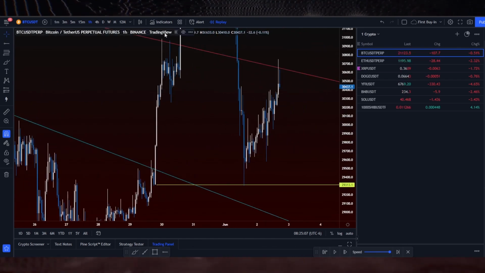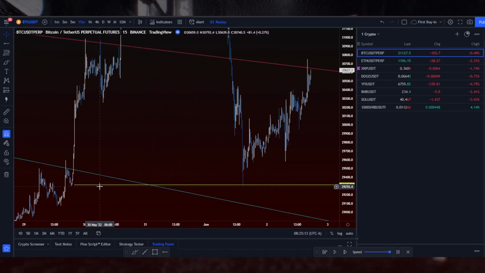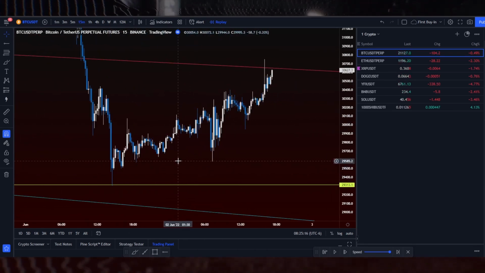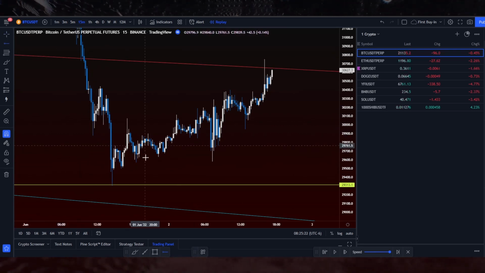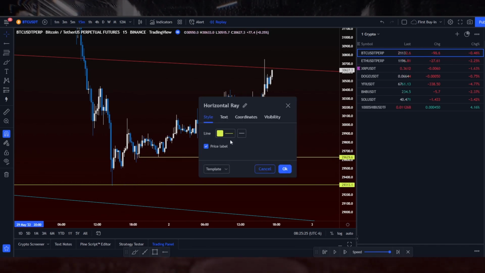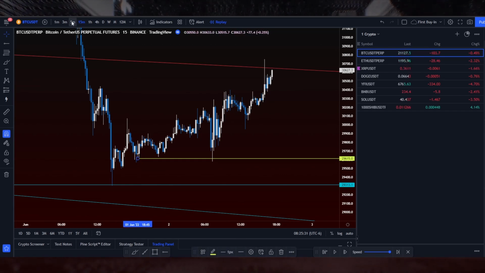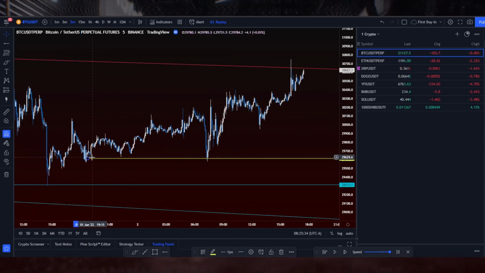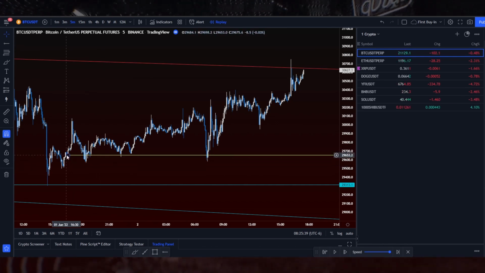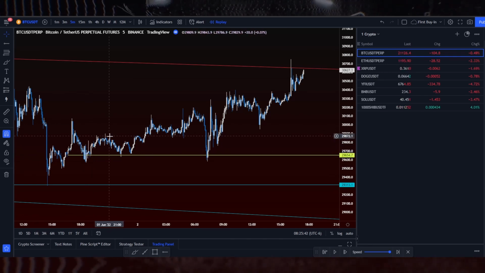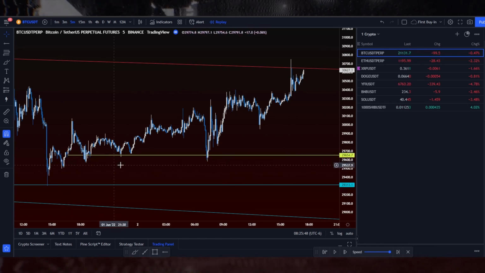This could possibly create an origin in the future. Right here. Tested, origin holds, larger breakout. 5 minute right there.